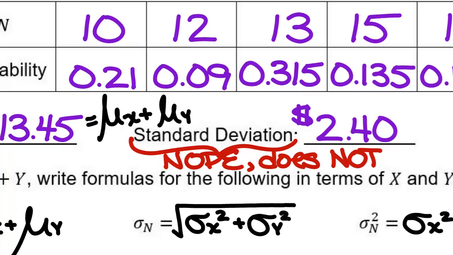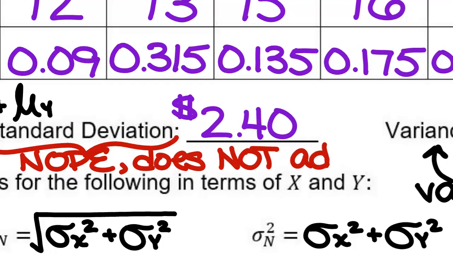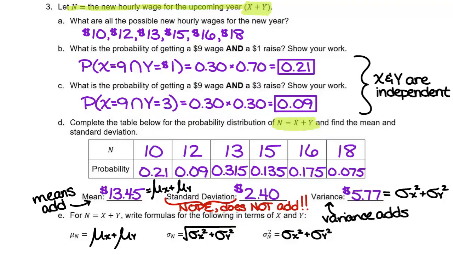This does not add. But the variance does. Means add, variances add. To find the standard deviation, we'll have to find the variance, add them together, and then square root it. That will work every single time.